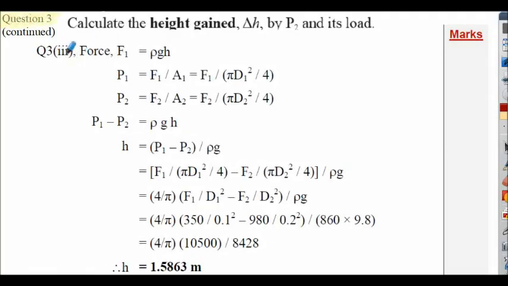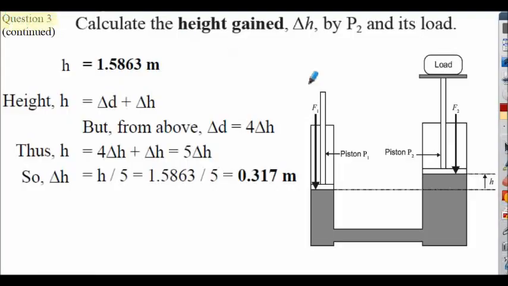Question 3 continued. Part 3 solution. Let you review this at your own pace. Here's the value of height H calculated. Solutions continued on the next slide. In question 3, solution continued. Here's the value of delta H calculated. Note we're referring to the solution from part 1 shown here.